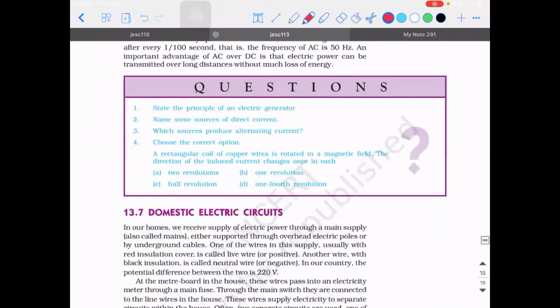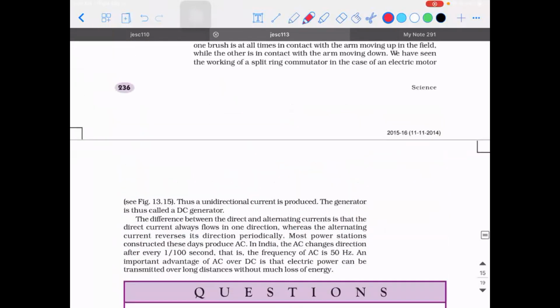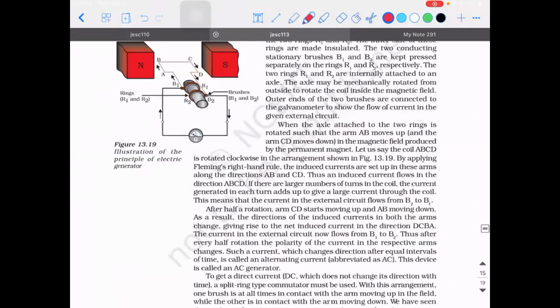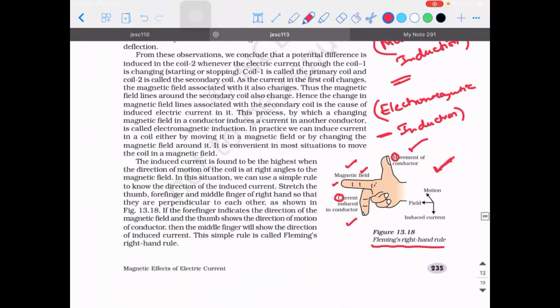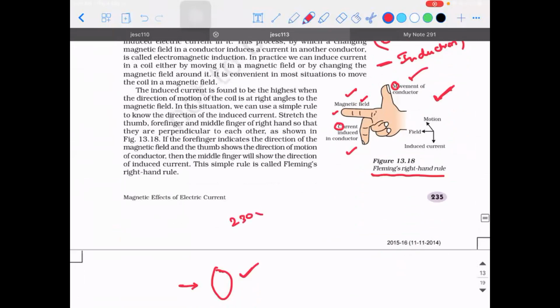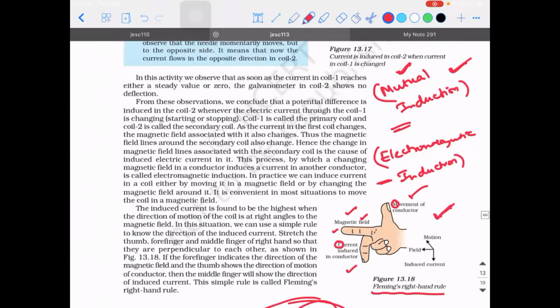Apart from this, do you have any questions? Sir, where is AC battery used, sir? In our house. In our house, it is alternating current. It is 230 volt AC and 50 hertz. Hertz means frequency. That is where we use it. Okay, sir. Any other doubt, guys?